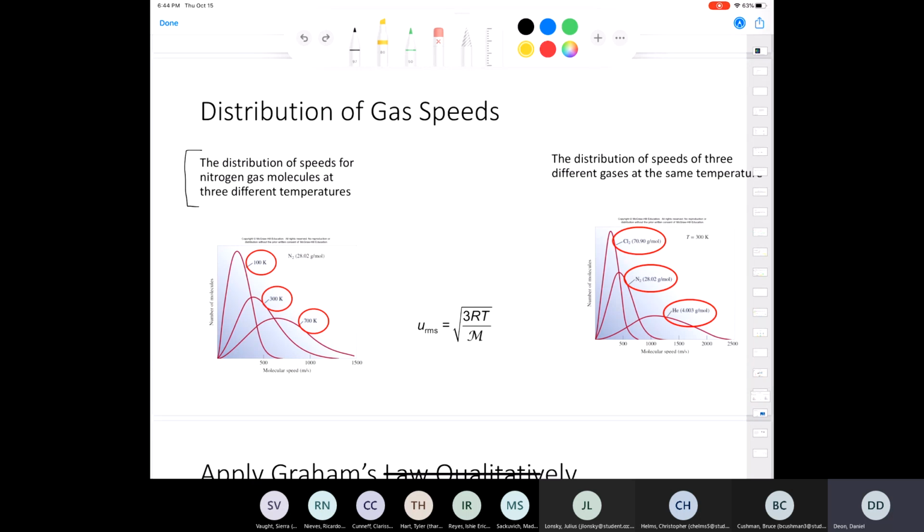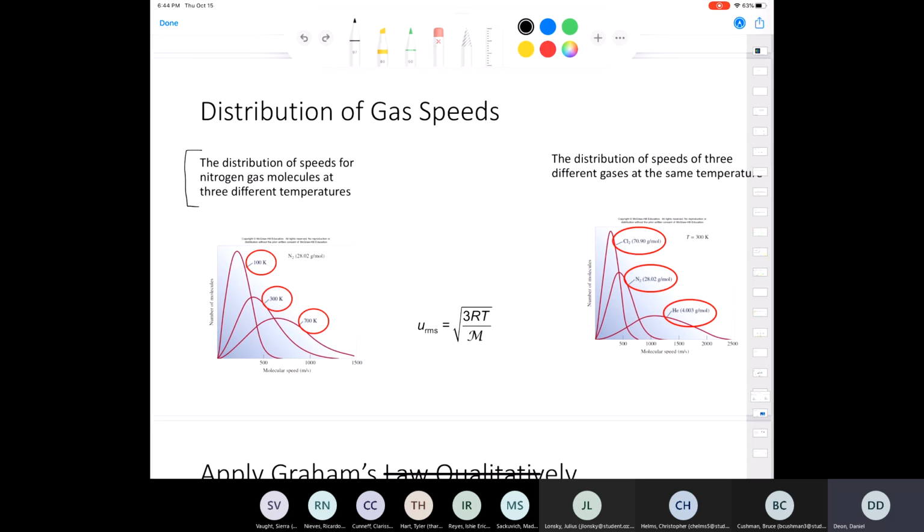Is that as we increase the temperature, the average molecular speed increases, right? You can see that overall, the average molecular speed does increase as we increase the temperature. As we increase the temperature, we also get a wider range of speeds of the gas molecules. But again, it still stands that the speed must be proportional to the temperature.